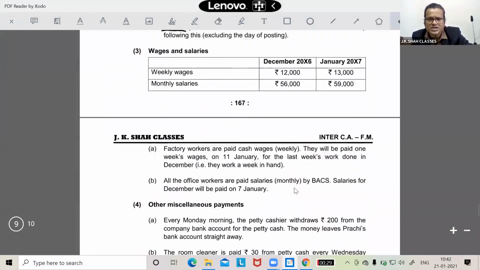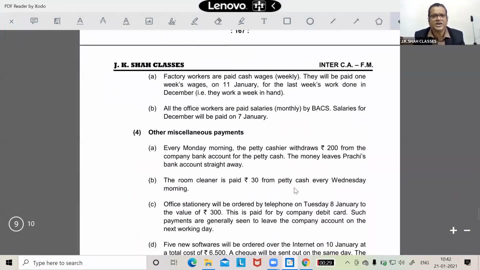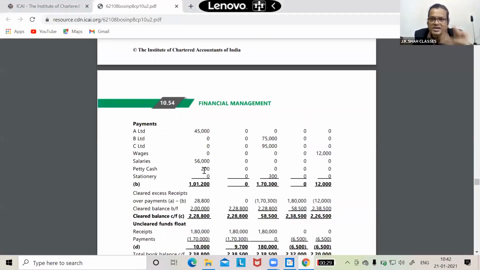Okay. What is next? Other miscellaneous payment. Every Monday morning, the petty cashier withdraws 200 from the company's bank account for petty cash, and that money goes straight away. So Monday is 7th, no? So you'll see on 7th, see, petty cash has left immediately. Left. Okay.